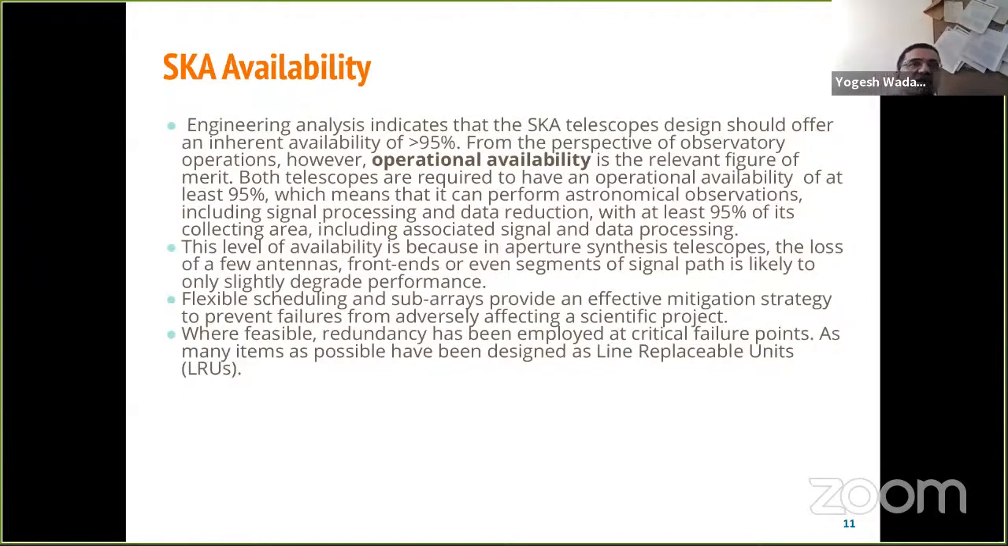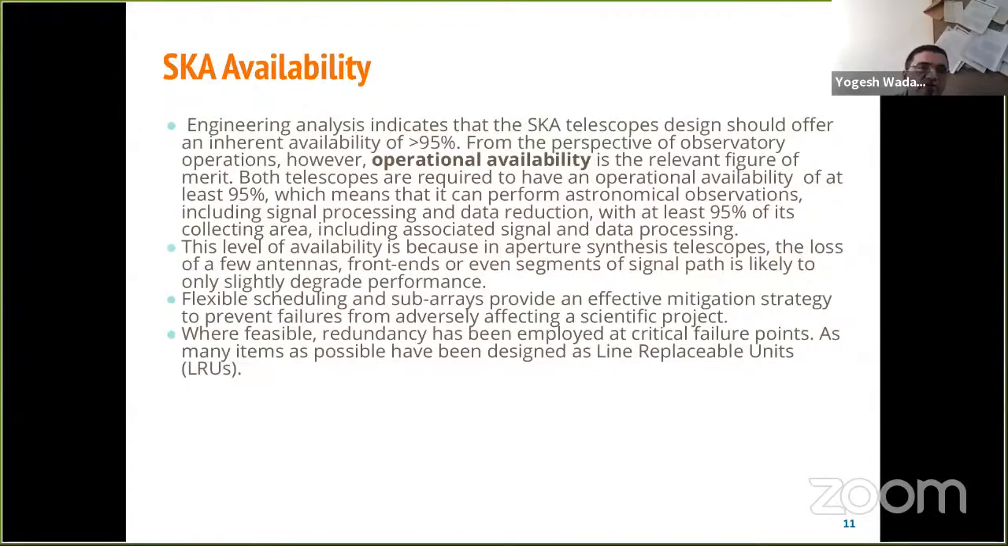What that means is that if part of your array goes down, you just reconfigure it quickly into a subarray so that it doesn't affect the rest of the system, and you continue with the observations with the other available systems. And then later on, once this comes back, it can be plugged in once again into the main telescope.